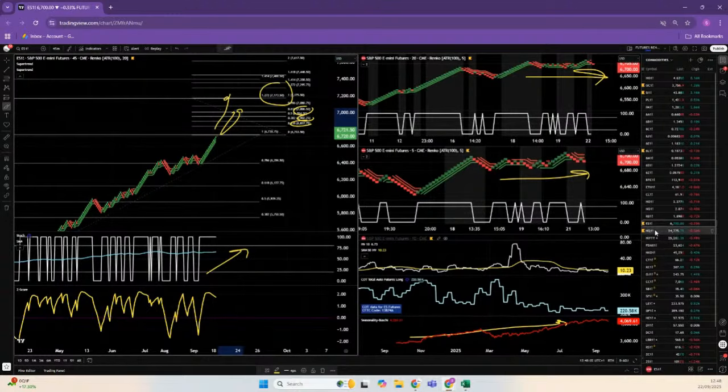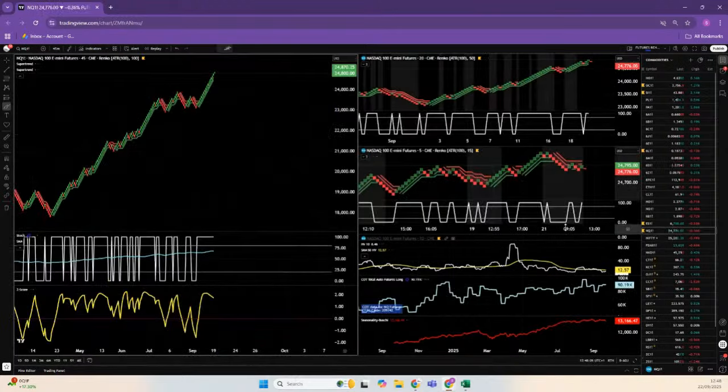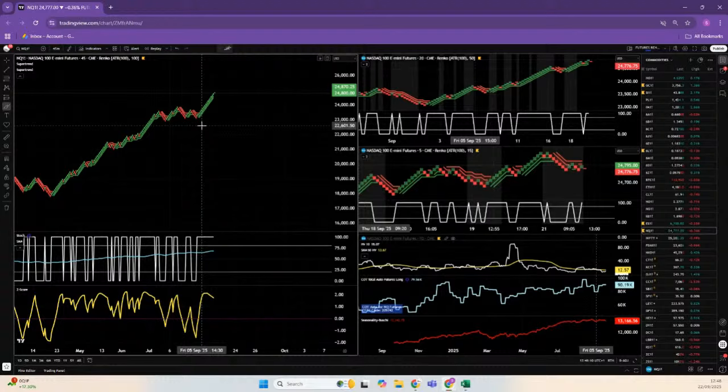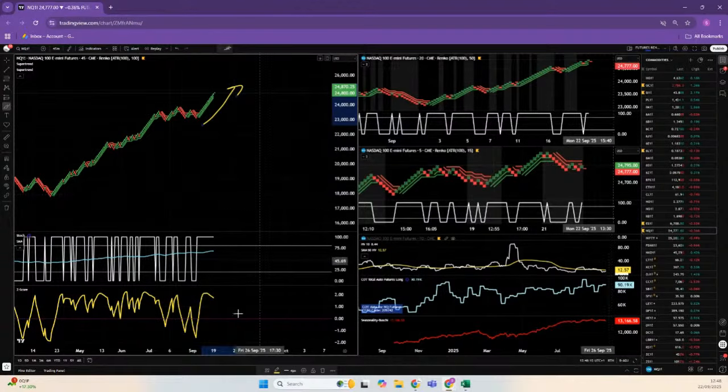And if I flip to the Nasdaq, you're going to see pretty much the same thing. Yeah, maybe even more aggressive at the moment to the upside. Off it shoots. Again, everything looking bullish there.